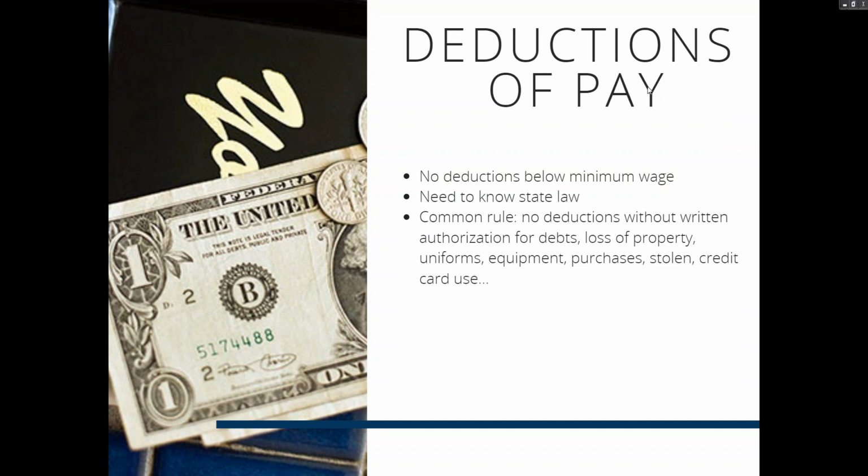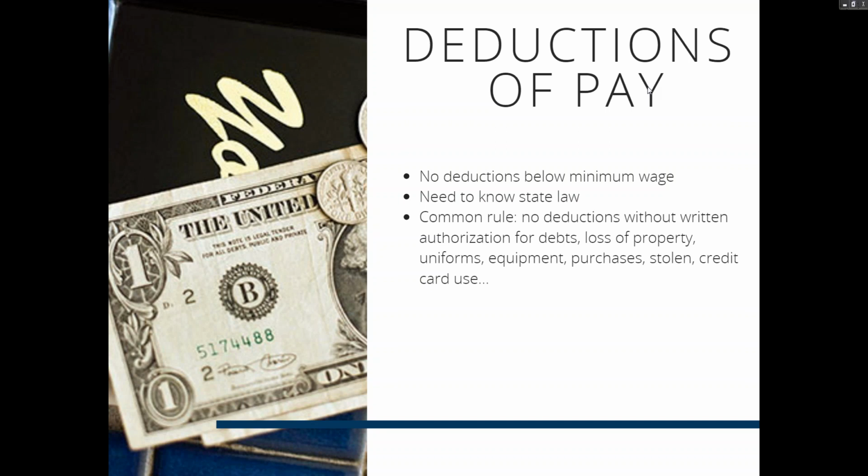Deductions from pay. As a general concept, we can't go below the minimum wage. As a general concept, you can't deduct from an exempt employee's wages. We're going to talk about 7 exceptions to that. However, a lot of states say that you cannot deduct anything, even for debts or lost property or uniforms or purchases or stolen things. You can't deduct from somebody's wages. There are way too many bad actor employers out there over the history of the United States.